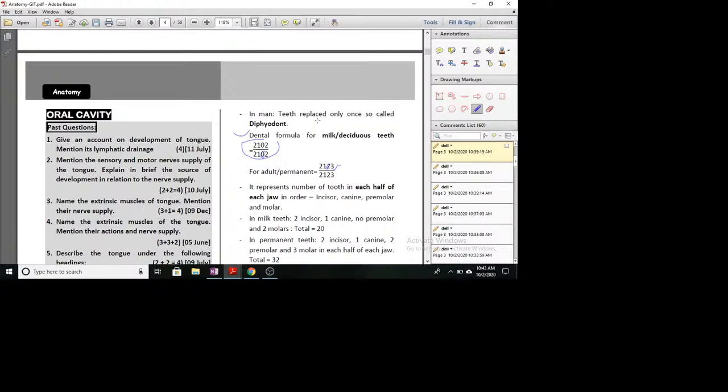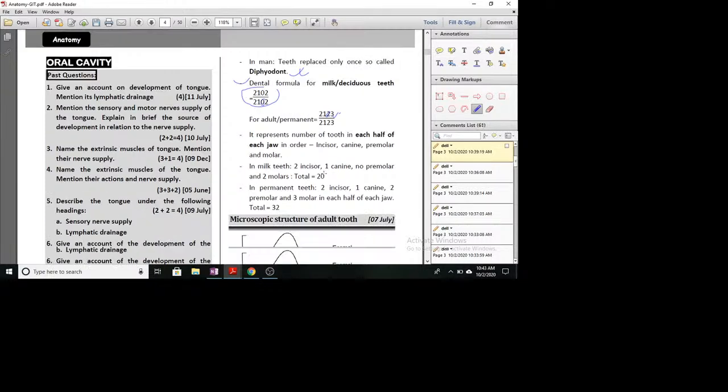Diphyodont. In mammals, having two sets of teeth is called diphyodont. New term: it refers to the number of teeth in each half of the jaw. Incisor, canine, premolar, and molar. In milk teeth there's incisor, canine, no premolar. It's a little confusing because it says premolar but it doesn't come earlier. The name is given basically to the position of a molar, so the molar is present backward to the premolar, and 2 molars.